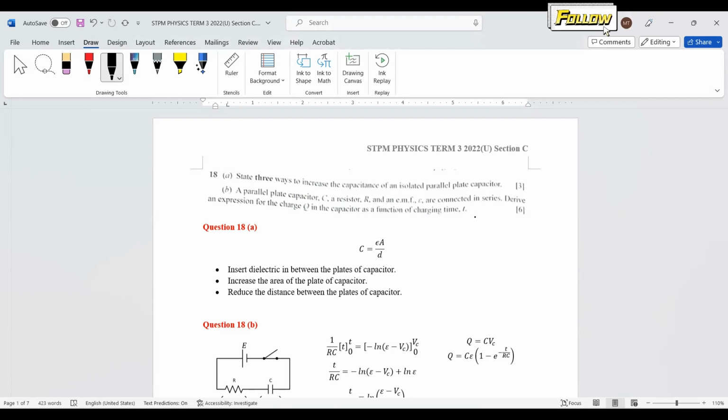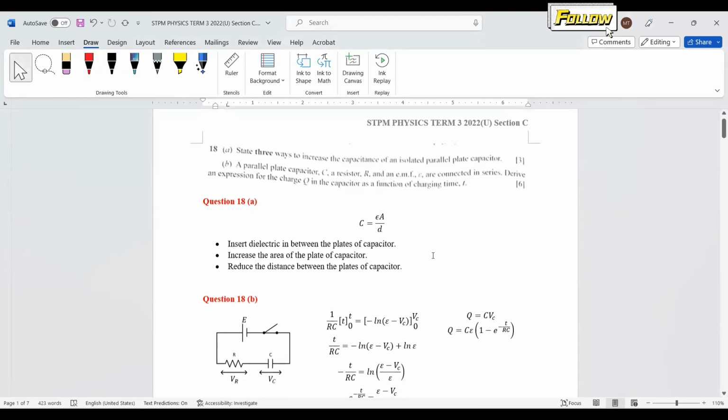Both these questions are actually in the syllabus. So let us go through. From the formula of the capacitance, we have epsilon A over D. So there are three variables in the formula, and you can just state three ways based on the variables.